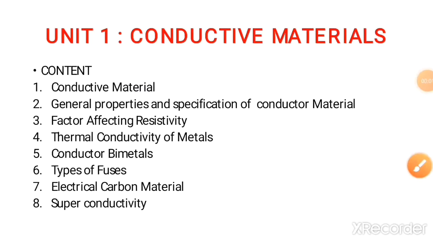Unit number 1 is conductive materials. Contents: first, conductive material. Second, general properties and specification of conductor. Third, the factors affecting resistivity. Fourth, thermal conductivity of metals.